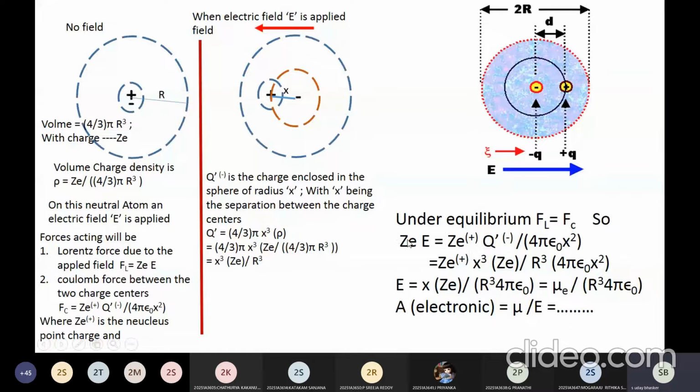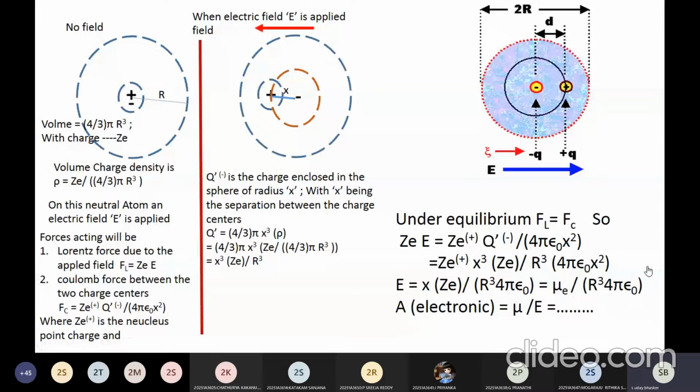That implies ZE into capital E, the Lorentz force, is equal to the Coulomb force. Coulomb force is nothing but ZE plus Q dash minus by 4 pi epsilon naught x square, whereas Q dash you have already calculated as x cube ZE by r cube. I substitute here, and I have E is equal to this expression.